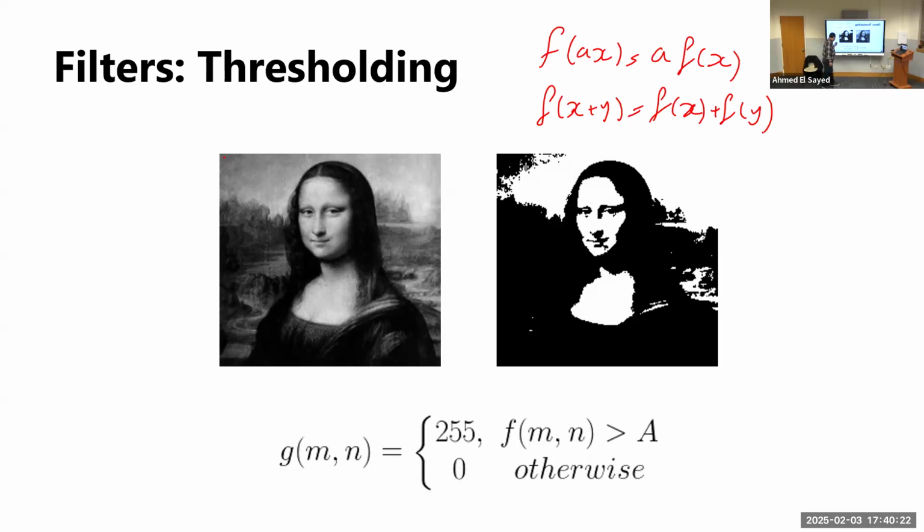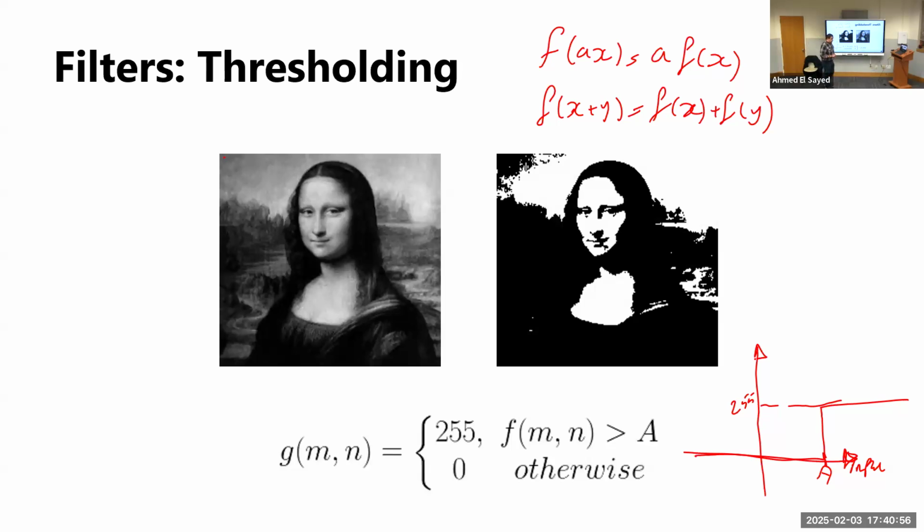Now, look at this. If you try to plot it, if this is the input, when the input is below the threshold A, the output is 0. If the input is above the threshold of A, the output will be 255. Does it look linear to you? So this is not a linear operation.